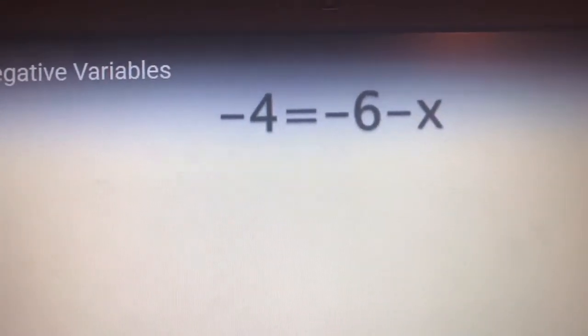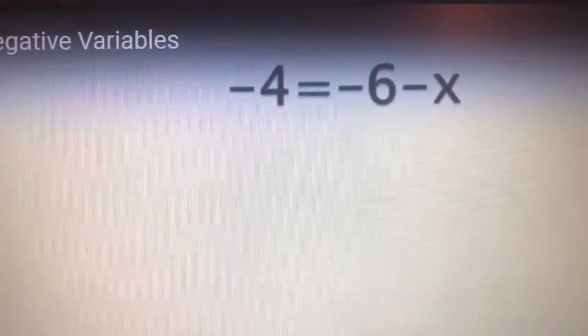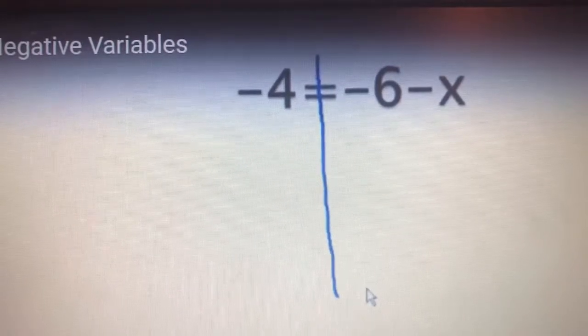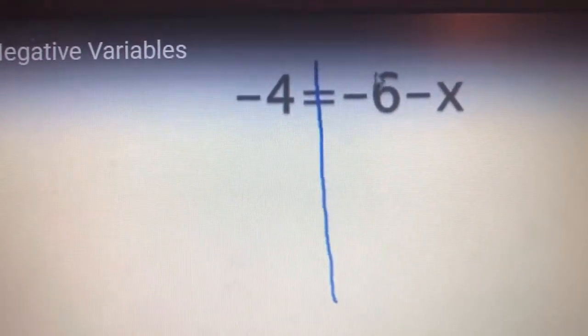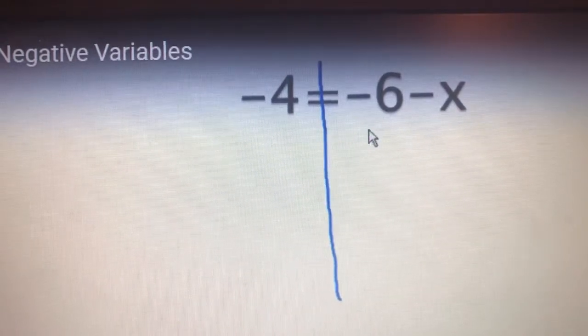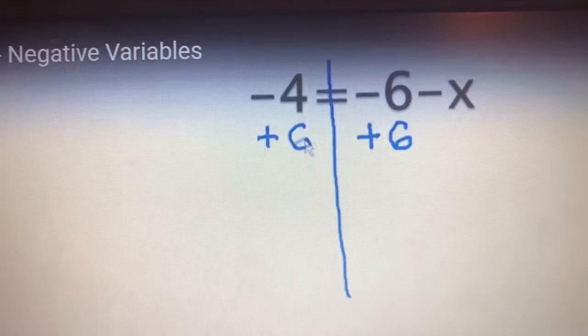Problem: we have negative 4 equals negative 6 minus x. As usual, we'll balance through the equal sign. We want to get the x alone. This time on the right side, we have to get rid of that standalone number first, those negative 6s, and we get rid of those negative 6s with 6 positives on both sides.